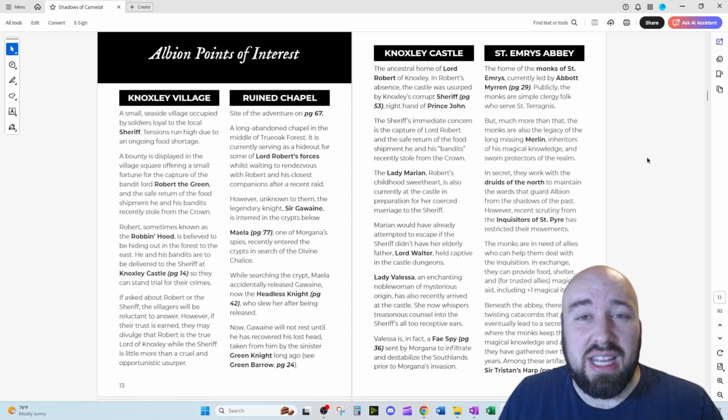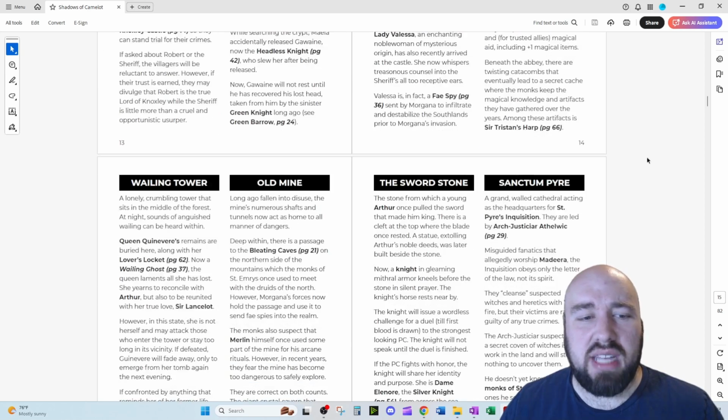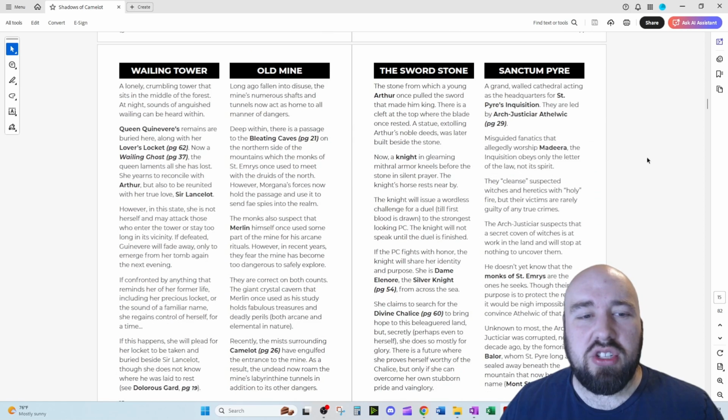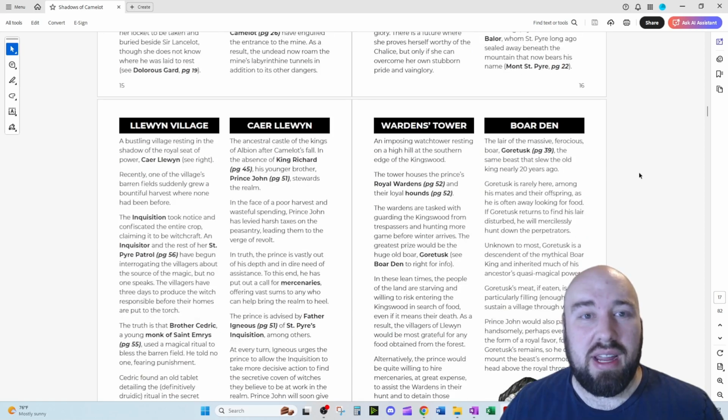All right, next we get into the Albion points of interest, and these are essentially 27 locations in the setting of Albion where there is something particularly interesting going on. And again, I'm not going to spend too much time on any individual section, but as we scroll through here, you should see plenty of familiar names and places if you are familiar with the Arthurian legend.